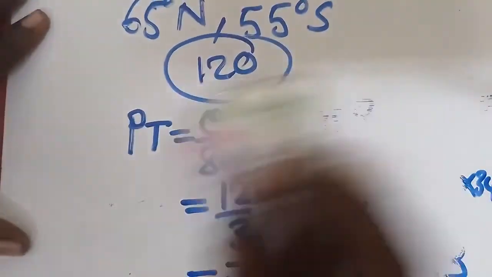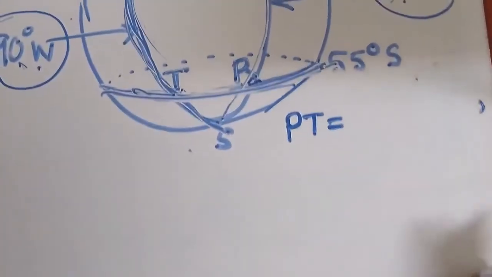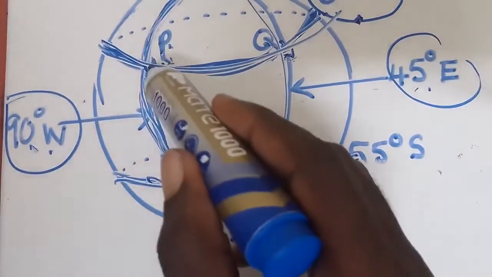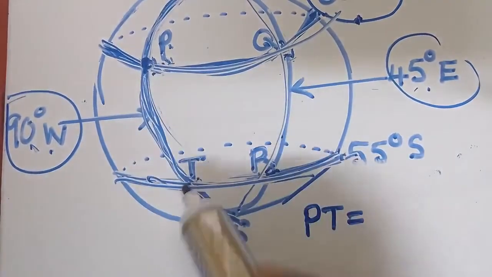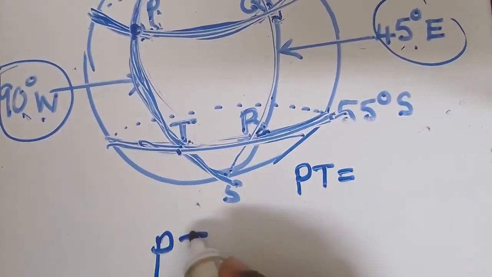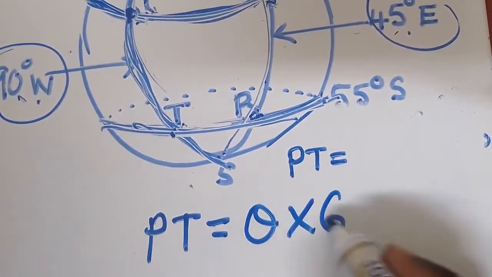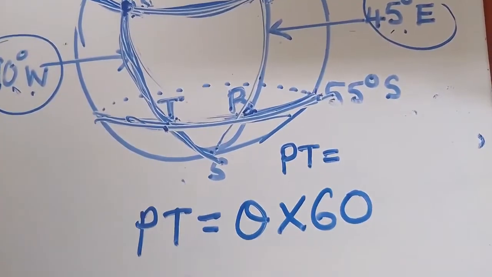So I want to tell you something. There is a short formula that we get to use in paper 1. Always you'll be told to calculate the distance in the longitude. Have you seen? So the formula that we get to use, let's say this one in the longitude, this one from PT, like this. PT is equal to what? The formula is theta times 60. This is the formula we use.